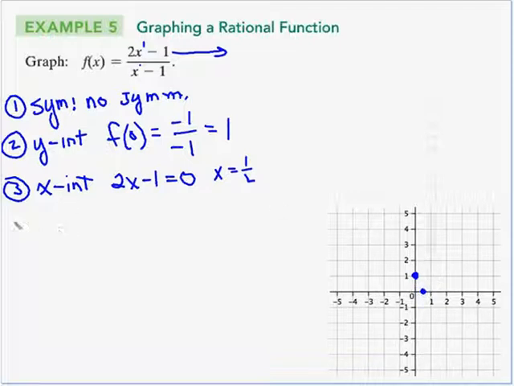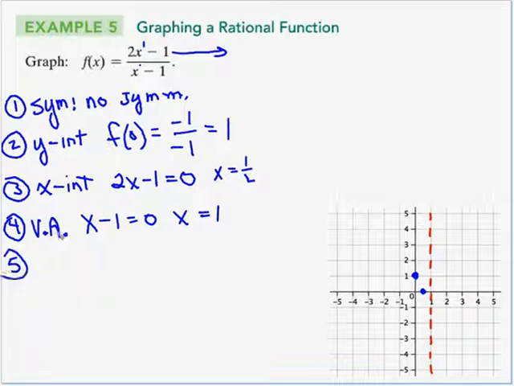Step 4, vertical asymptotes. Vertical asymptotes is where the denominator equals 0, or x minus 1 equals 0. That tells me I have a vertical asymptote at positive 1. I'm going to draw that in the graph right now using red. So we can start to see a little shape of the graph.